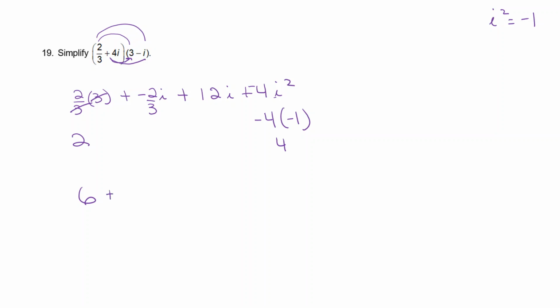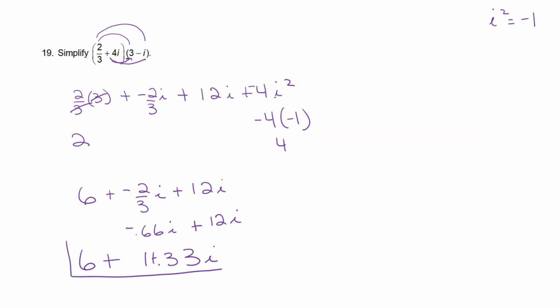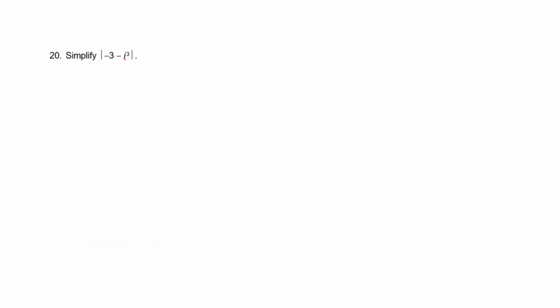Next, I have plus negative 2/3 i plus 12i. Now remember, our i acts just like a variable, so these two terms are the same. So negative 2/3 i, that is actually 0.66i, plus 12i, and that actually equals positive 11.33i. So our answer is 6 plus 11.33i. All right, so there it is. There you go.